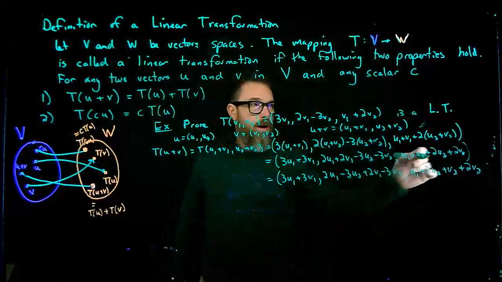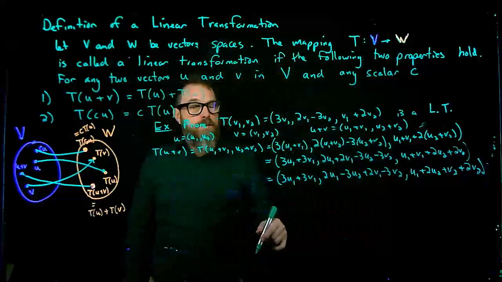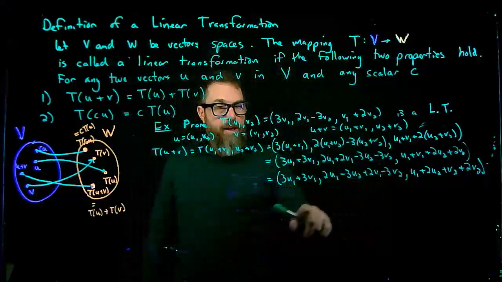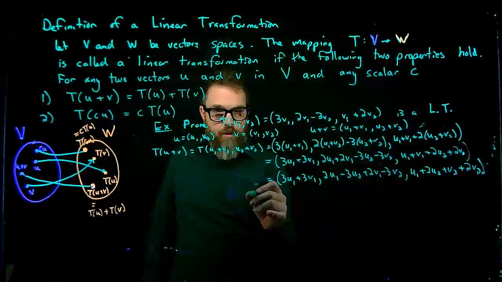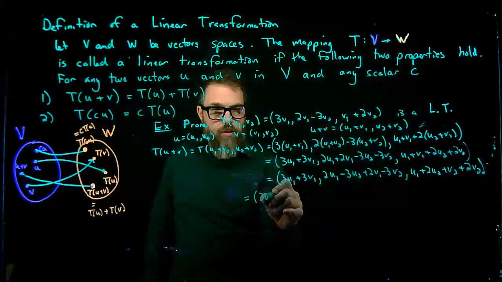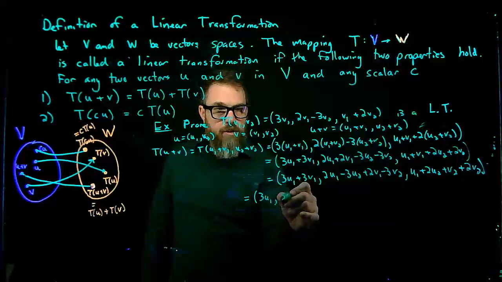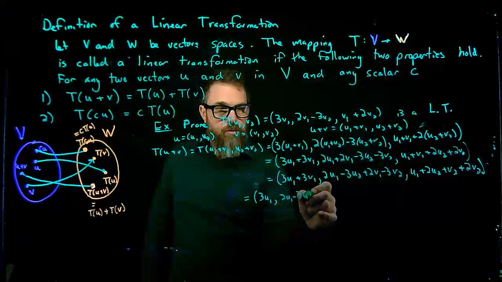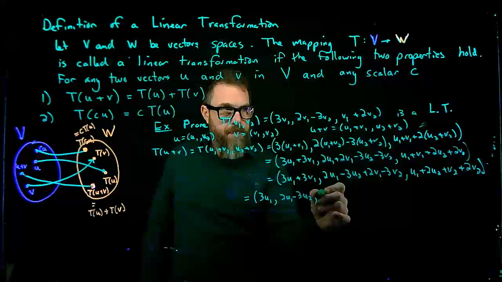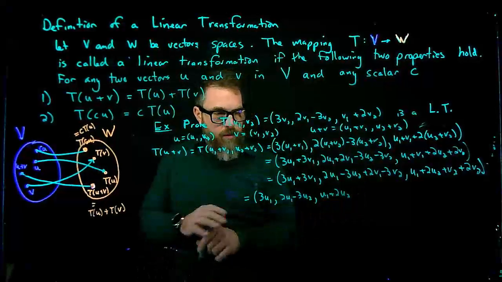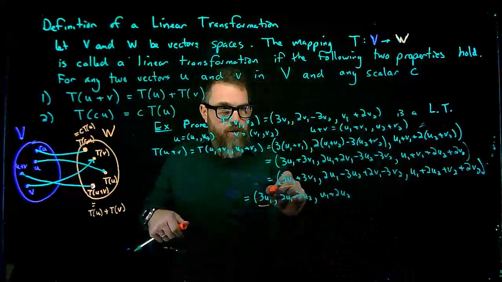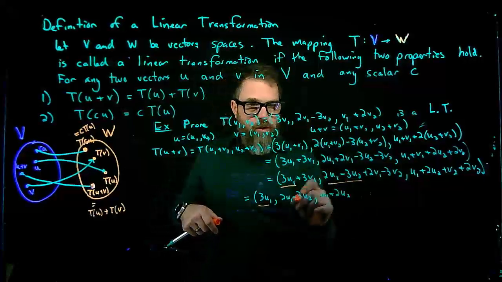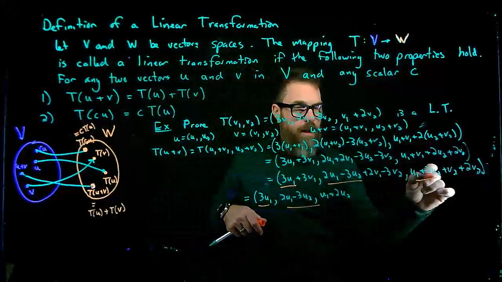Okay, now that I've done that, I can break this apart. So this is going to be 3u1, comma, 2u1 minus 3u2, comma, u1 plus 2u2. Let me show you what I was doing here. For the first component, I'm just going to grab the u's. Now the second component, I'm just going to grab the u's. And the third component, I'm just going to grab the u's.